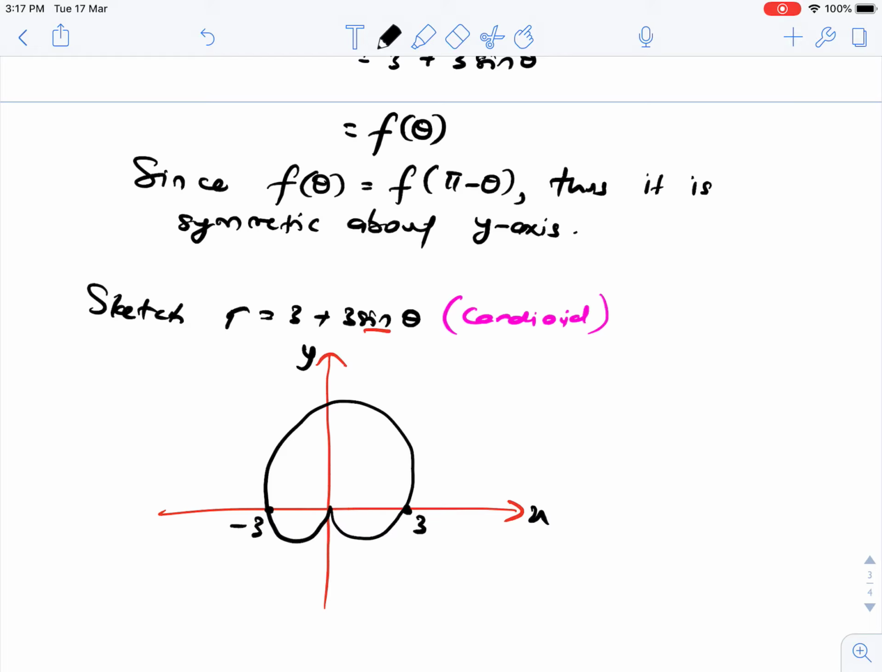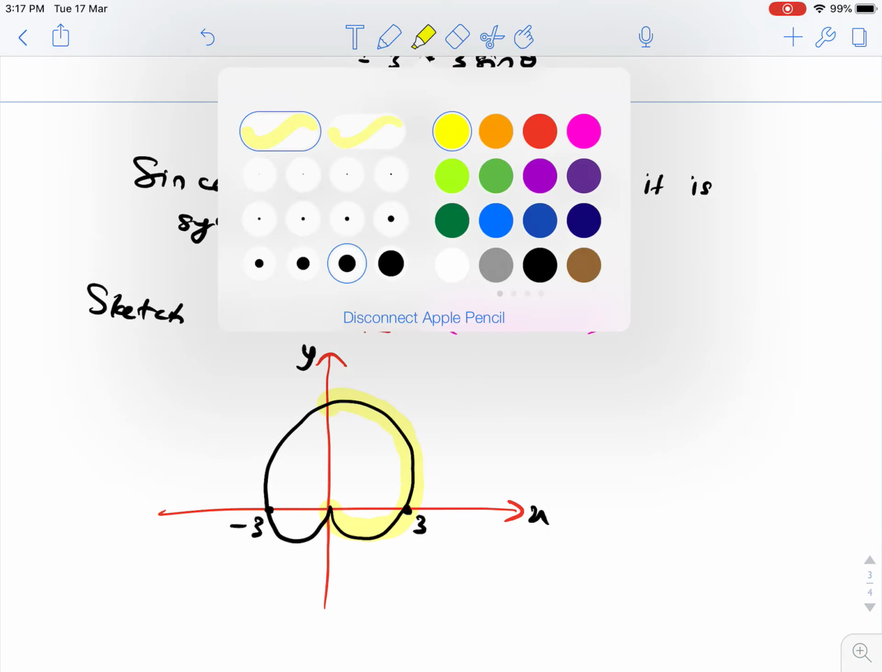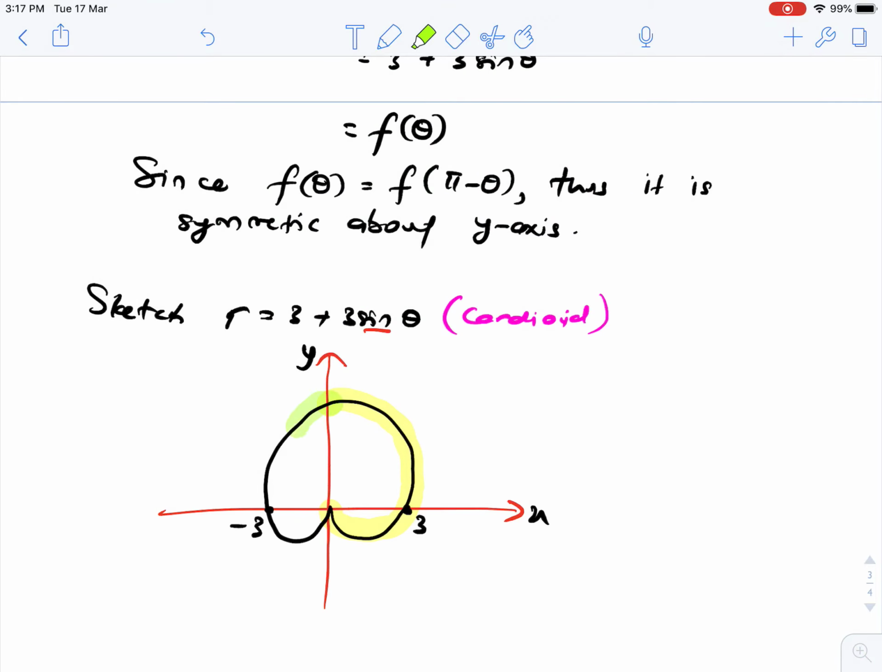So obviously we can see from this graph that r equals 3 plus 3 sine theta is symmetric about the y-axis, because this curve is symmetric to the y-axis here. Okay, if you fold your paper along the y-axis, then you can see that the line reflects onto the y-axis. Okay, done. That's it.